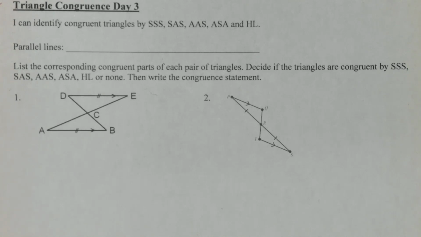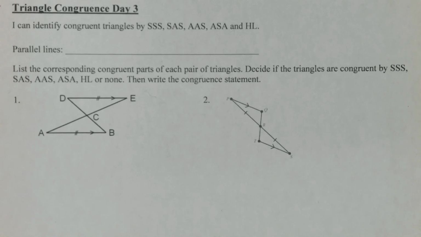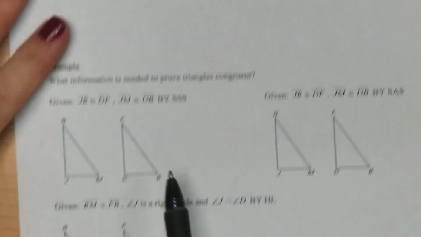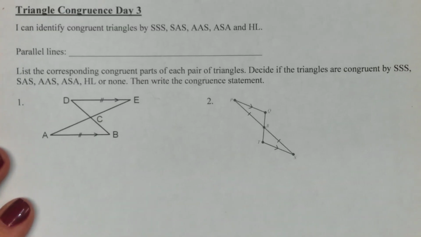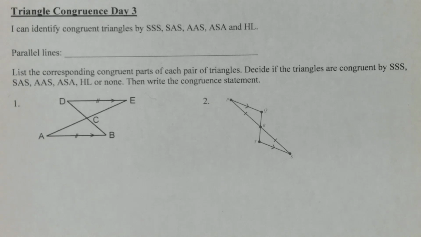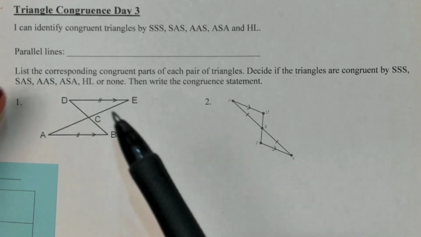This is Triangle Congruence Day 3, and we're just going to take everything we know so far about triangles and being congruent, and take it one more step. So far we've done triangles that are completely separated, usually not even touching. Then we talked in the previous lesson about vertical angles and shared sides, or the reflexive property, and today we're going to bring parallel lines into it.